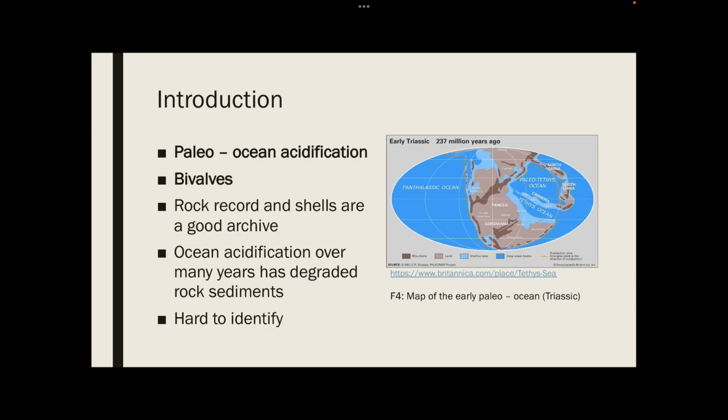Paleocean acidification is a study of ocean acidification from a few hundred to billion years ago. However, identifying Paleocean acidification is problematic. This is because the rock record and bivalves, which are a type of external shell, are good archives. Unfortunately, acidification over many years has completely degraded the rock sediments, making them hard to identify. Figure 4 shows the map of the early Paleocean during the Jurassic era.